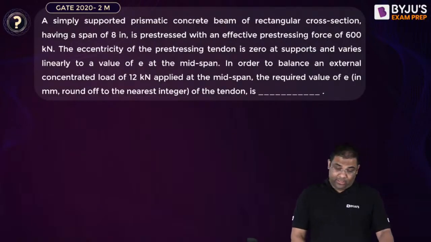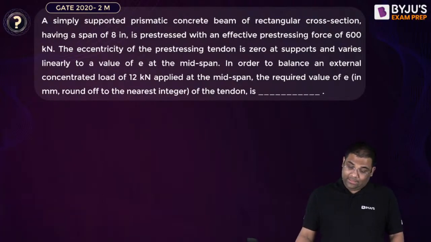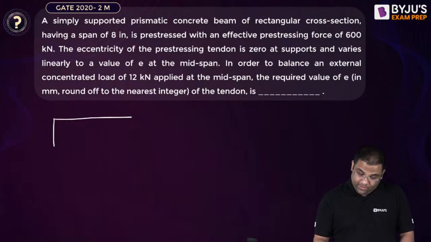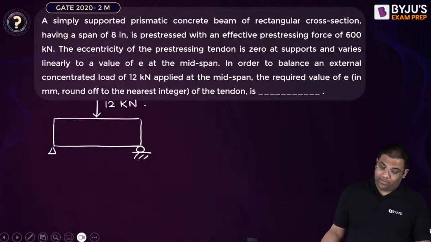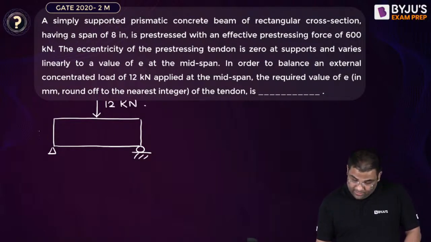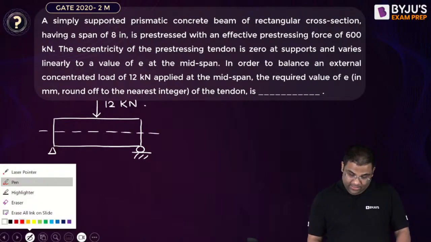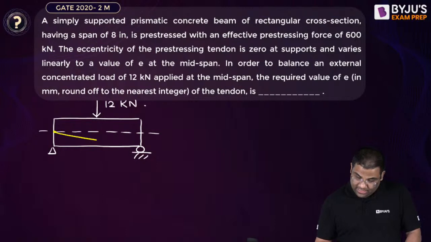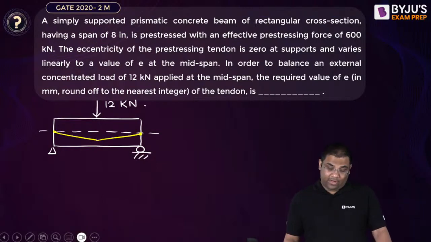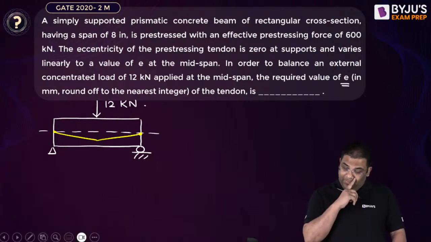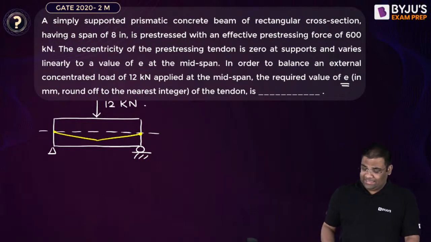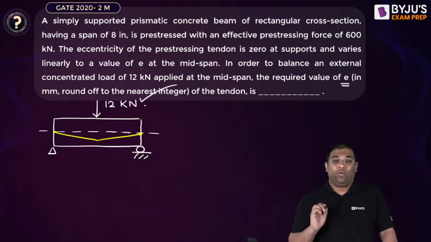Okay? Now, this is another question of pre-stressed concrete. It is given that we have a pre-stressed simply supported beam, in which there is an external load of 12 kilonewton, right? And then the tendon profile is linear with zero at ends and maximum at center. This is the tendon profile given. Now what is asked? What is the value of eccentricity E of the tendon at the midspan? It's very easy. We have to basically balance this load. This is the load balancing method.